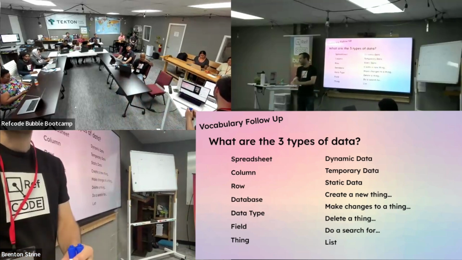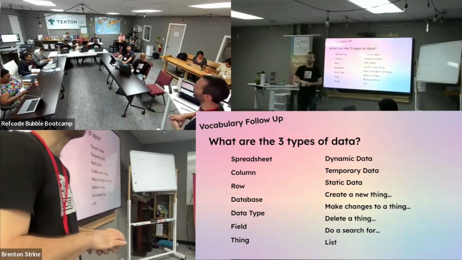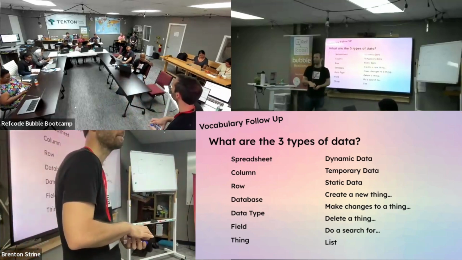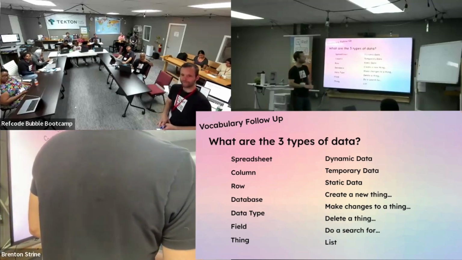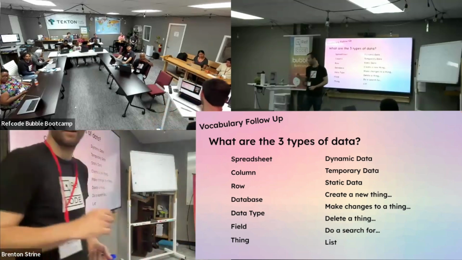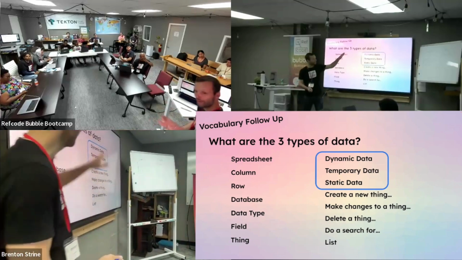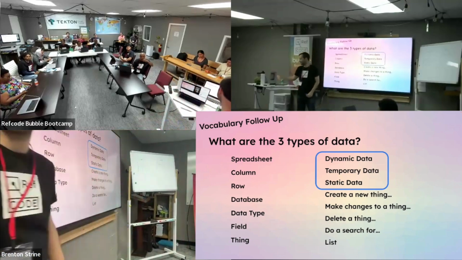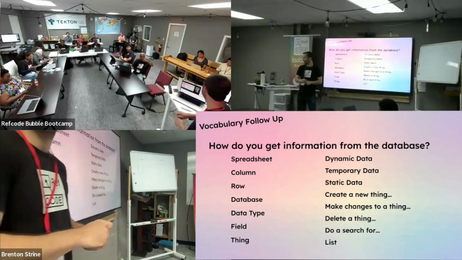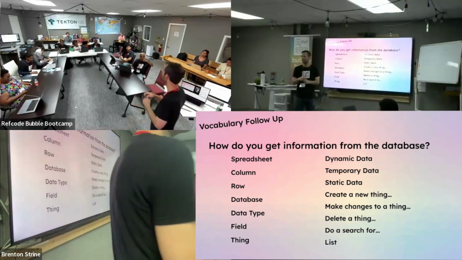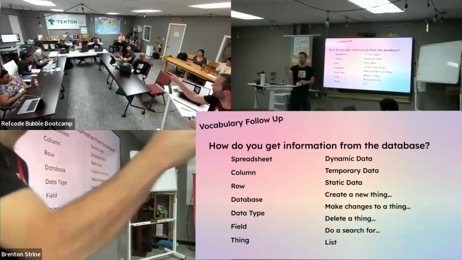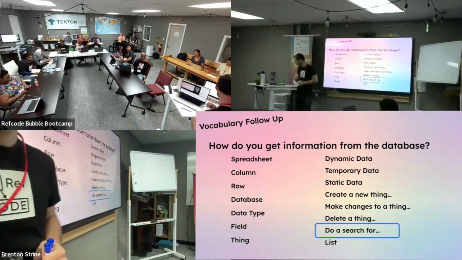Okay, what are the 3 types of data that the manual talked about? Top three on the right. Dynamic, temporary, and static. Yes. How do you get information from the database? Do a search for. Yes.